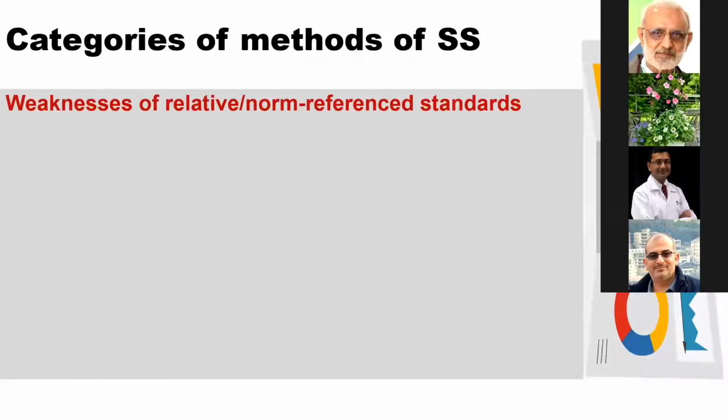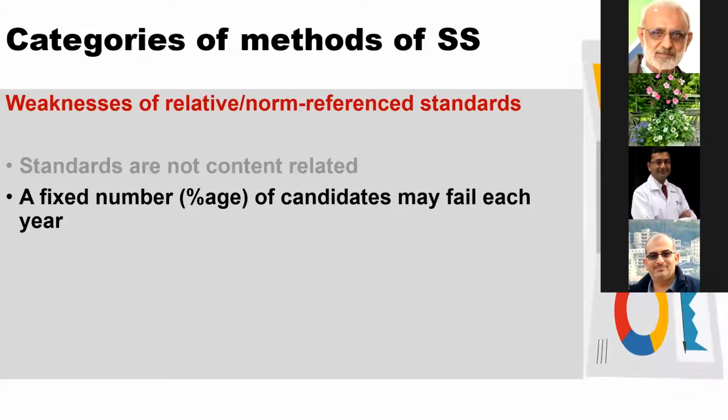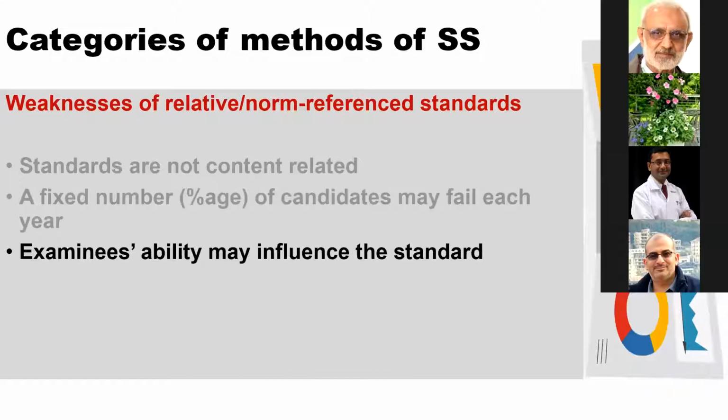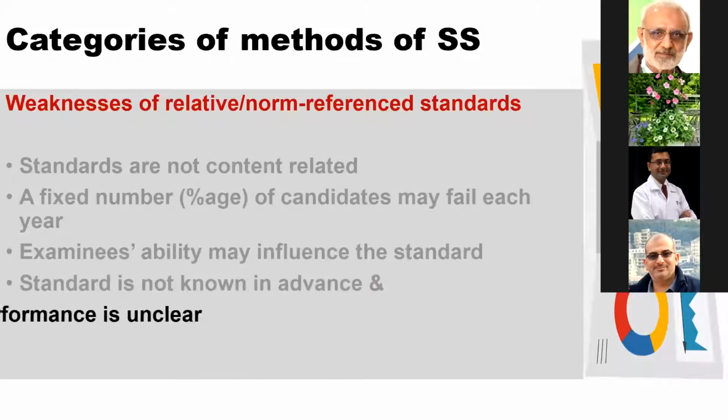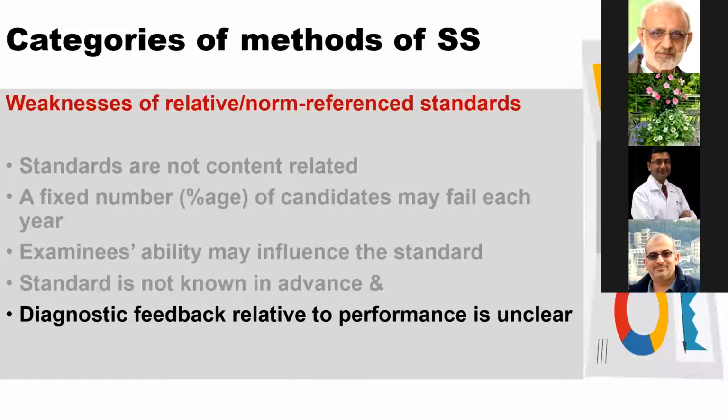The weaknesses of norm reference standards include: standards are not content related. A fixed number or percentage of candidates may fail each year. Examinees' ability may influence the standard. The standard is not known in advance, and diagnostic feedback relative to performance is unclear.